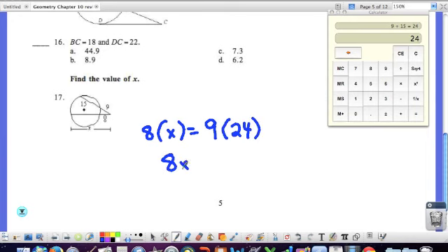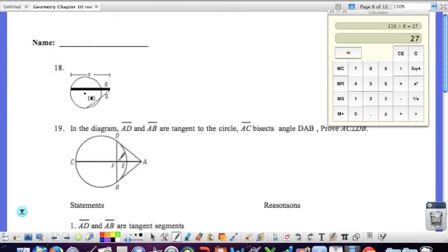So 8x equals 9 times 24, which is 216. And 216 divided by 8, x equals 27. For number 18, same type of problem.